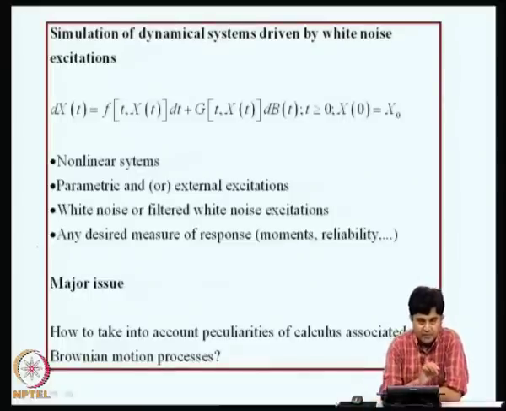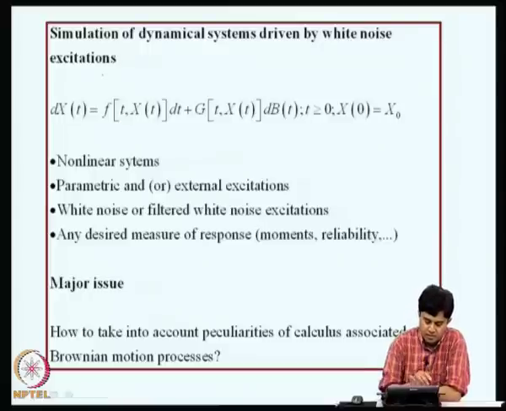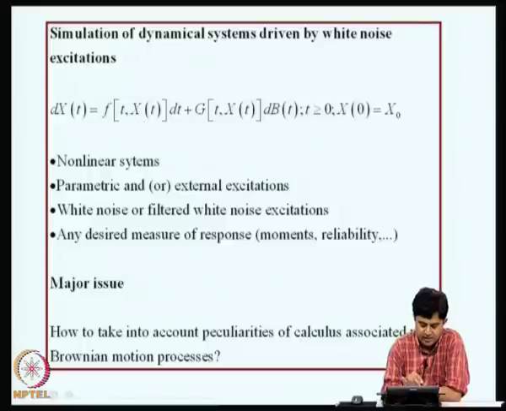So, the topic for today's lecture is simulation of dynamical systems driven by white noise excitations. The governing equation is written in the form dx of t is f of t comma x of t dt plus g into dB of t, with specified initial conditions. dB of t is the increment of a Brownian motion process.